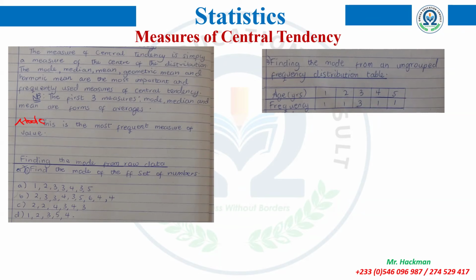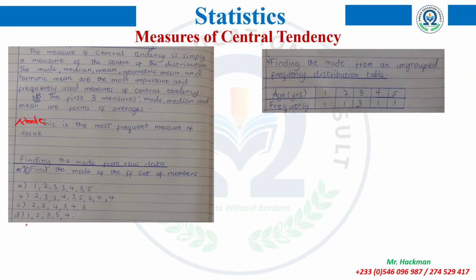So now let's look at the mode from the raw data. Assuming you are asked to find the mode of the following numbers. The first one, what do you think is the mode? Anyone to help? The observation with the highest frequency. So let's see. 1 is appearing once. 2 is appearing how many times? Once. 3 is appearing 3 times. 4 once, 5 once. So what observation has the highest frequency or appears the most? 3.